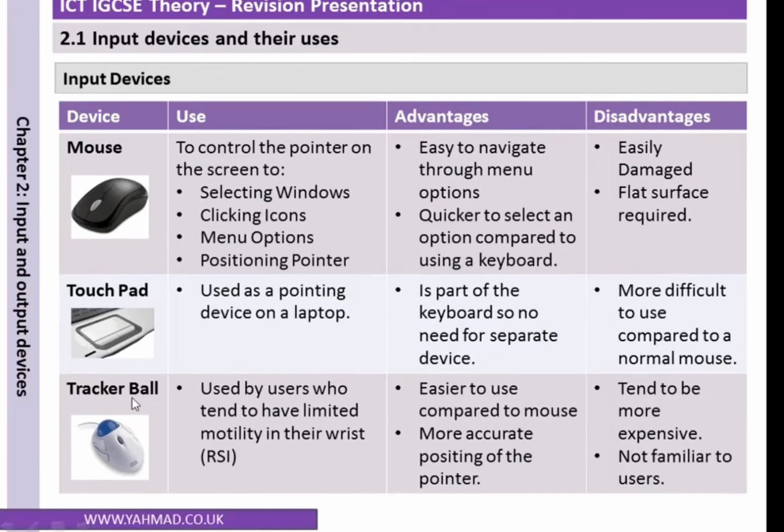So the trackball is also a pointing device. It's used by those who have limited mobility in the wrists. It's easier to use compared to a mouse because you're not having to move the trackball. You're simply using your fingers to control the ball at the top of the trackball to move the cursor on the screen. So it's more accurate positioning of the pointer. The disadvantage of the trackball is it tends to be more expensive and is not familiar to a typical user.